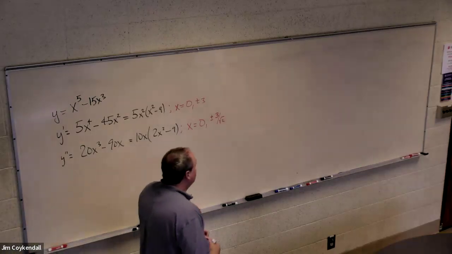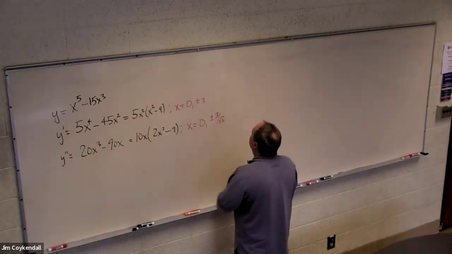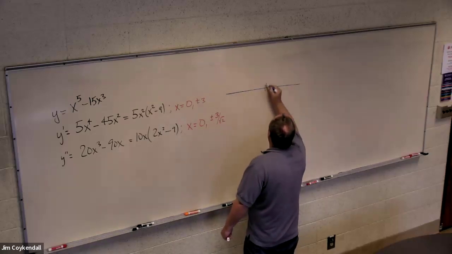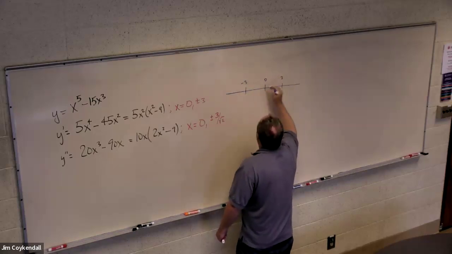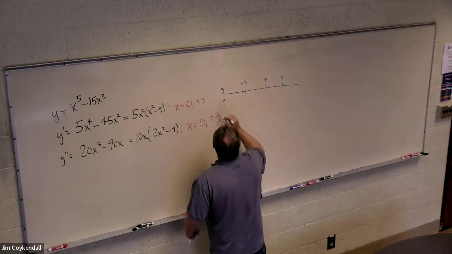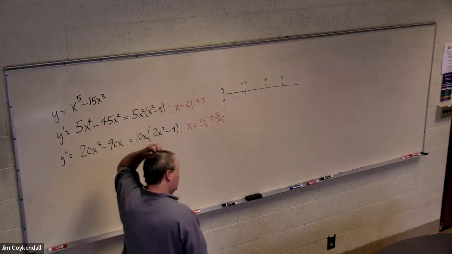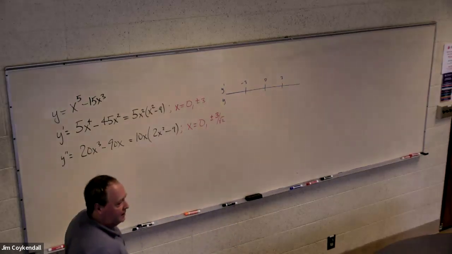So let's do a couple of sign charts here. For the first derivative, 0, minus 3, 3. You all tell me what happens when I'm to the left of negative 3.